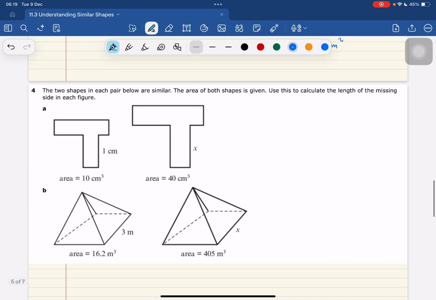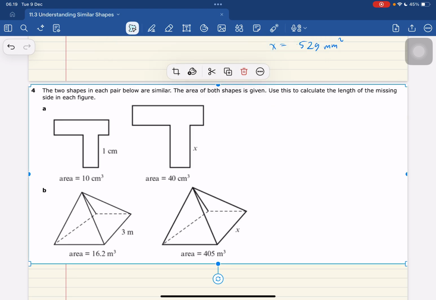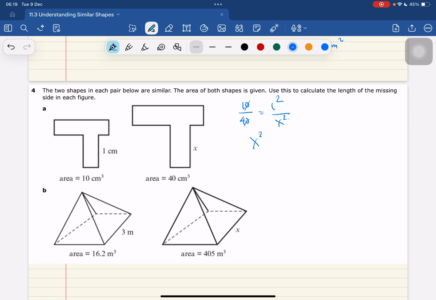Okay, number 4. Here it's still two dimensions, so we just square it. So the first area is 10 over 40 equals 1 squared over x squared. We could simplify it. So x squared equals 4, which is x equals square root of 4, and x equals 2.